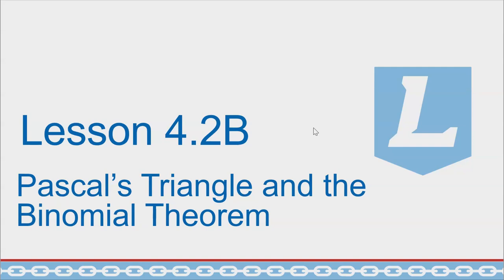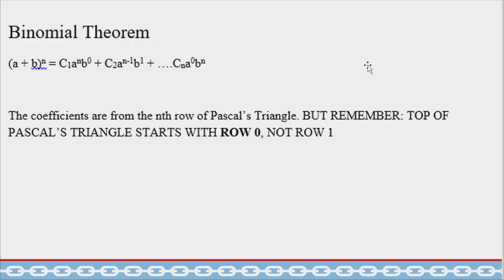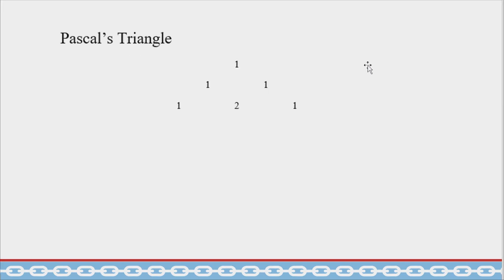The second half of lesson 4.2 talks about a number pattern called Pascal's triangle and what is also called the binomial theorem. So we're going to do a quick study of these two concepts.